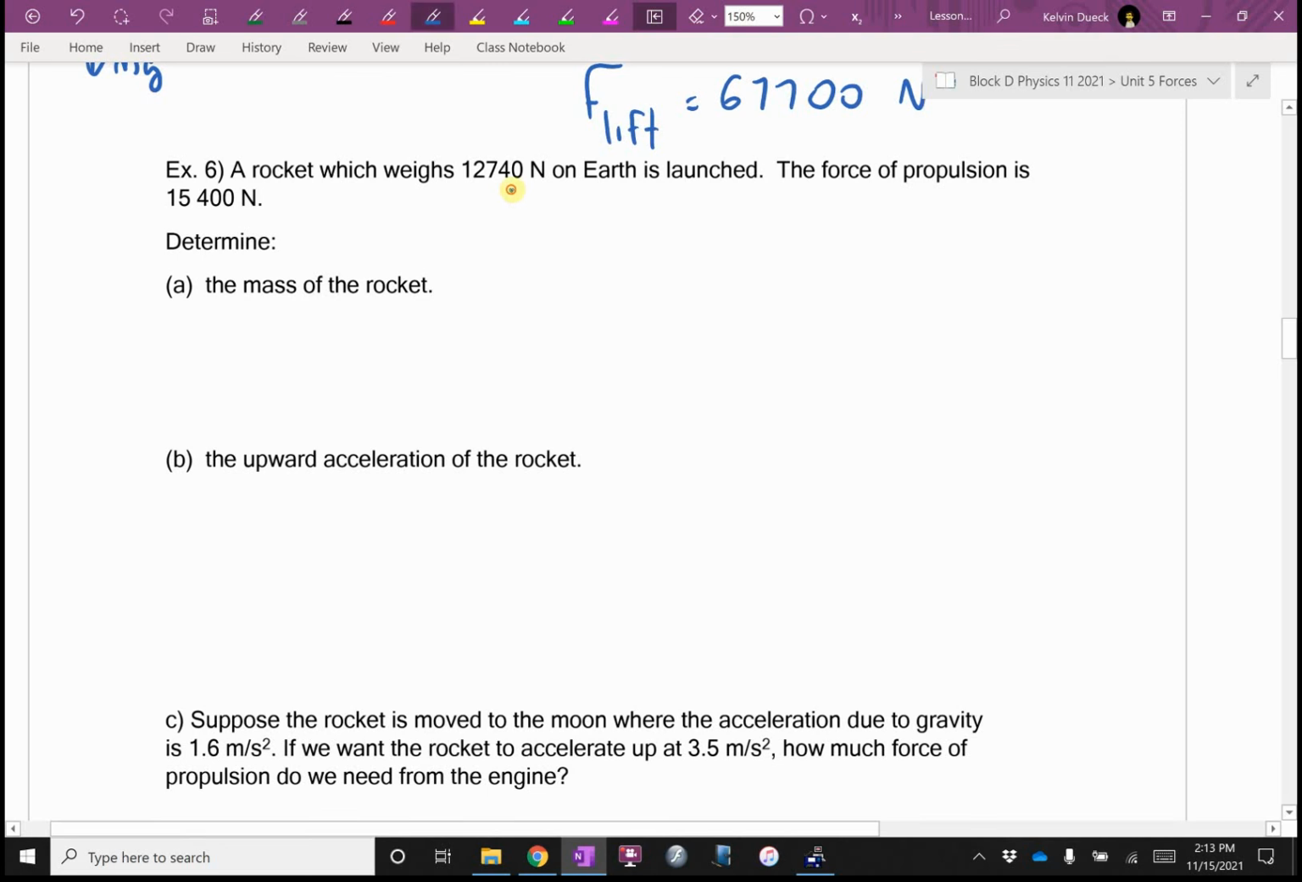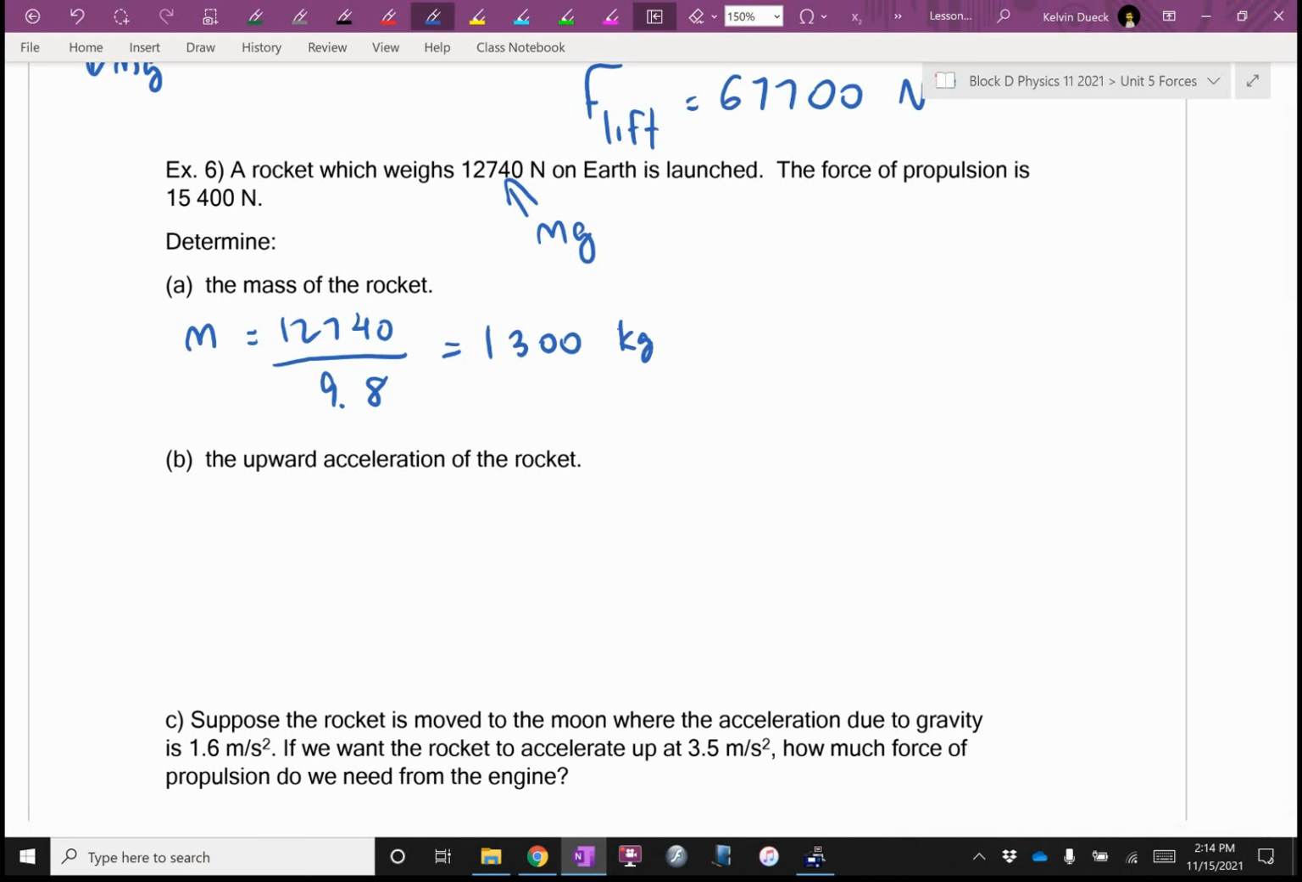I think this is mg. How do I find m if I know mg, the weight? Divide by 9.8. So you're telling me the mass is going to be 12,740 divided by 9.8. What do you get? 1,300 even? Units, Keegan? I measure mass in newtons? Kilograms.